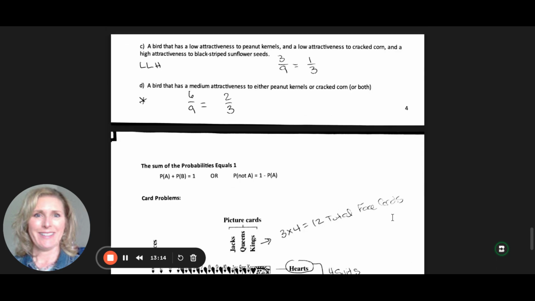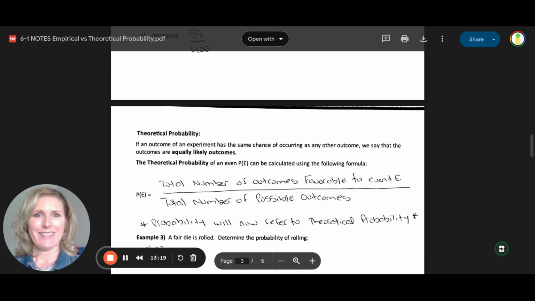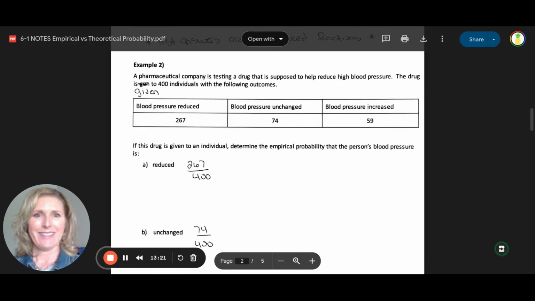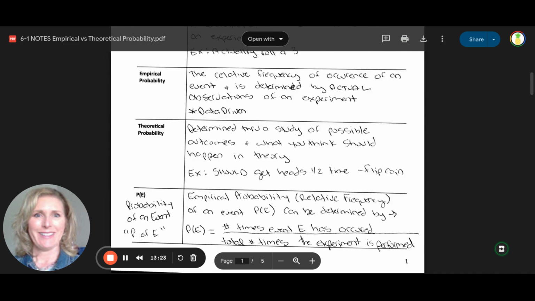So you can take as many notes as you like. Hopefully this gives you the skills to be able to do the homework. And let me know what questions you have when we get back to class on Wednesday. See ya.